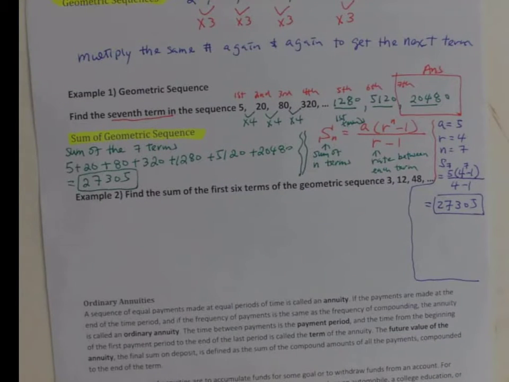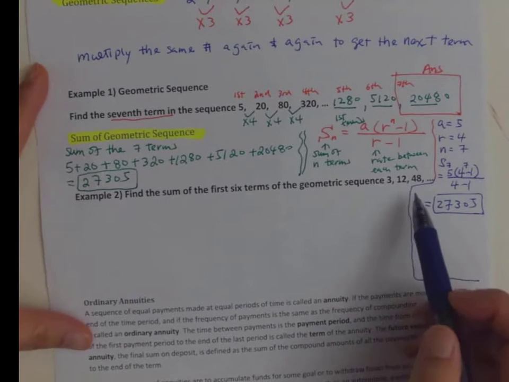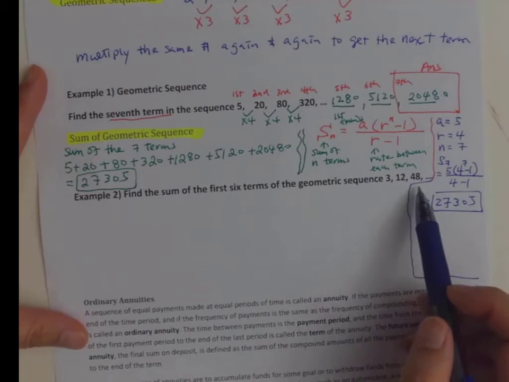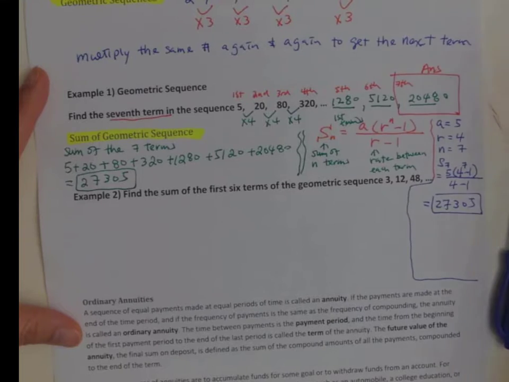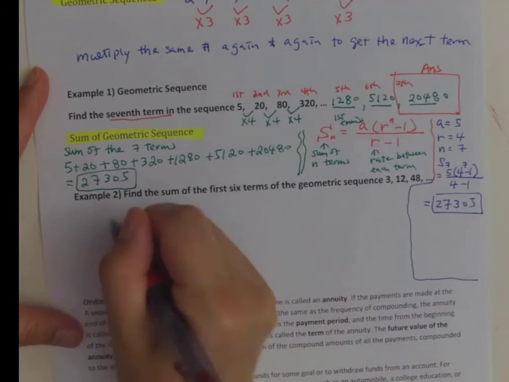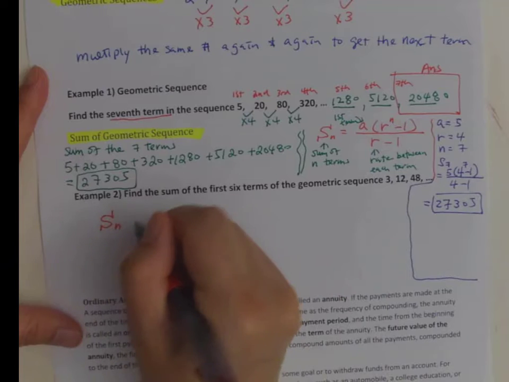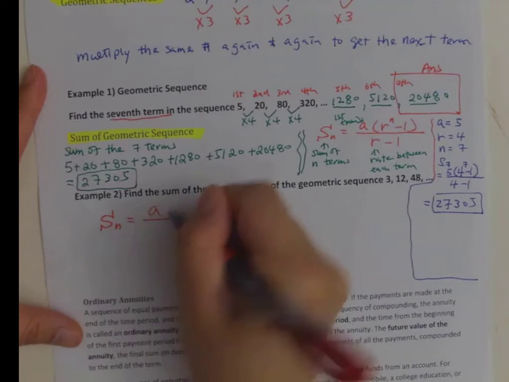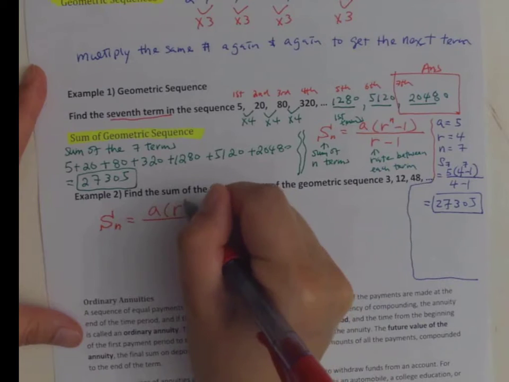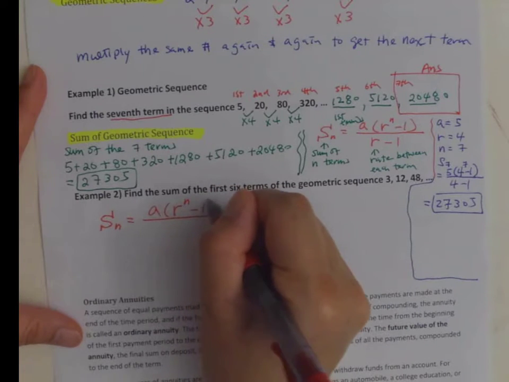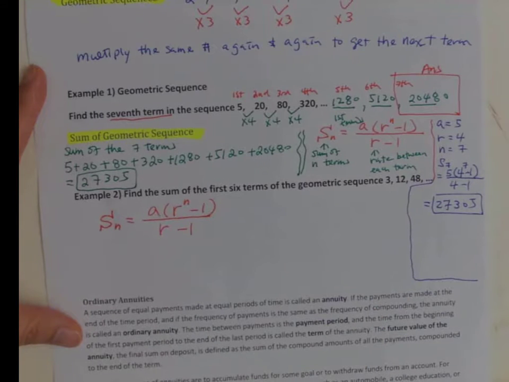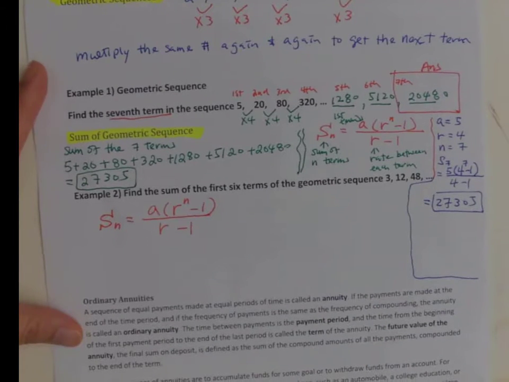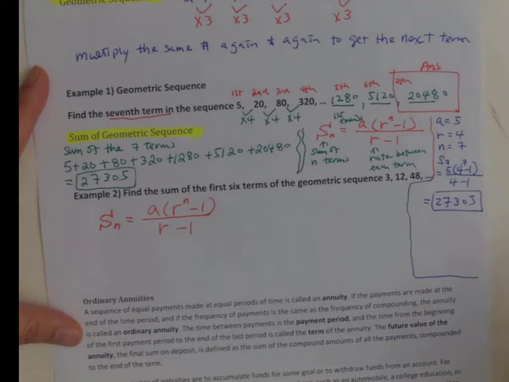So the second example, they want to find the sum of the geometric sequence, and they give you the sequence here: 3, 12, 48. Using the same formula, I want you to go ahead and try to find the answer. The formula is the sum of the n terms equals the first term times the rate raised to the n term minus 1. At the bottom is going to be the rate minus 1. So go ahead and plug it in and try to find the answer. You can pause the video and come back and check the answer.